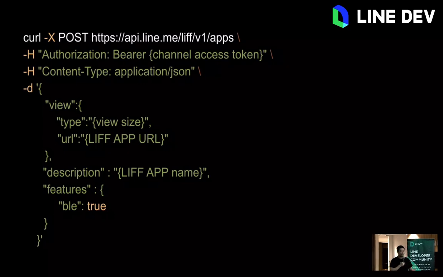So, in order for you to add your LIFF app into your channel, you'll need to do this POST command. Now, I'm pretty sure you're all quite familiar with LIFF apps already, so I won't go through every single detail, but just to let you know, the LIFF app URL that you get from the previous step will be used here. And do make sure you add in features BLE true. This will enable the LIFF BLE feature for your LIFF app. Otherwise, you won't have access to Line Things.